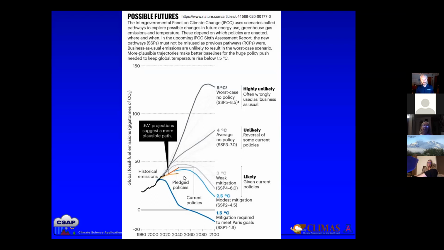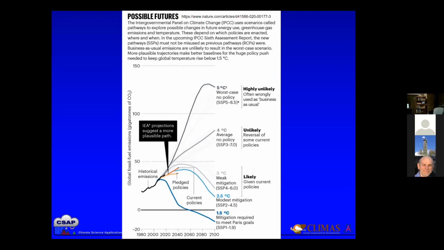And then modest mitigation is about 2.5. And then the mitigation required to meet the Paris goals is down here at 1.5. So we're kind of down here. I just want to give you that context because I'm going to show you a couple of projections that are really on the outer edge of these scenarios, and they're probably unlikely. I just want to give you that caveat.